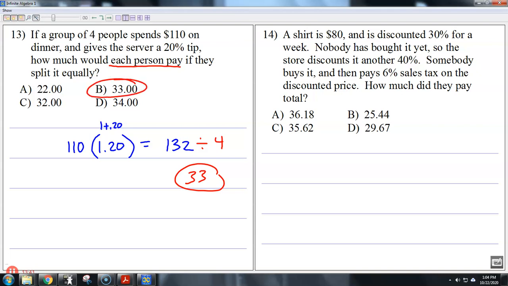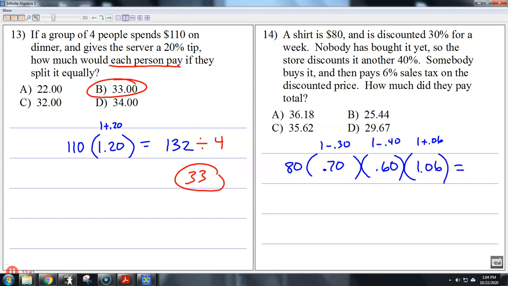Number 14, a shirt is $80, discounted, then taxes paid. How much do they pay at the very end? So 80 is the beginning price. 30% off is 1 minus 0.30. So you're really doing 70. 40% off means you're really doing 60. Sales tax, 1.06. And what does all that shake out to be?